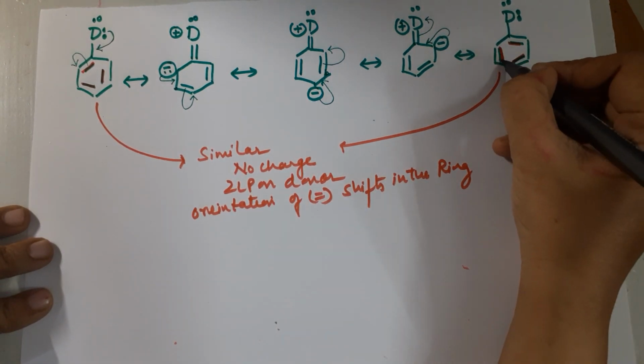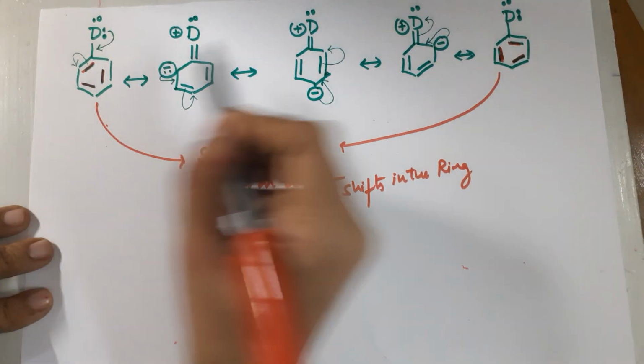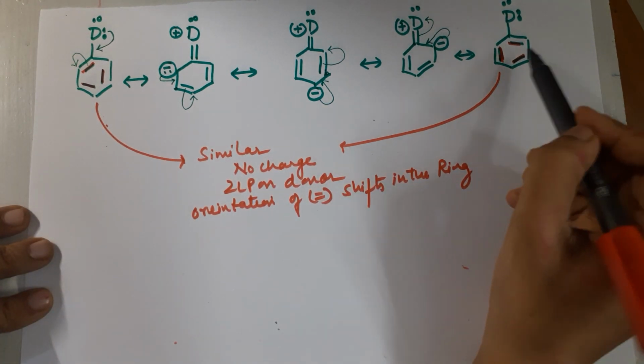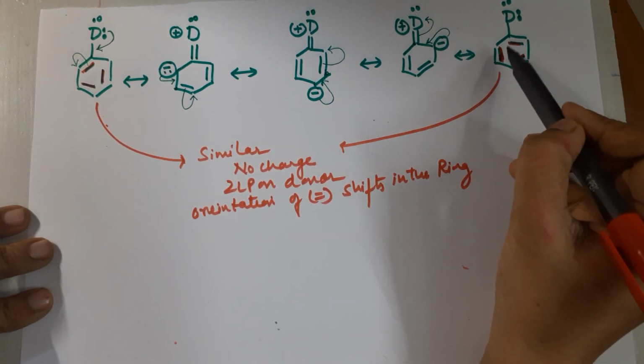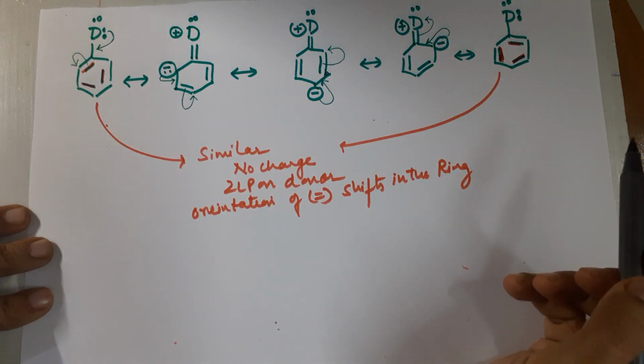So always remember, your first resonating structure and the last resonating structure are always similar. Whatever you started with, you end up with the same, except that the orientation of the pi bond shifts by 1 position. Is that clear?